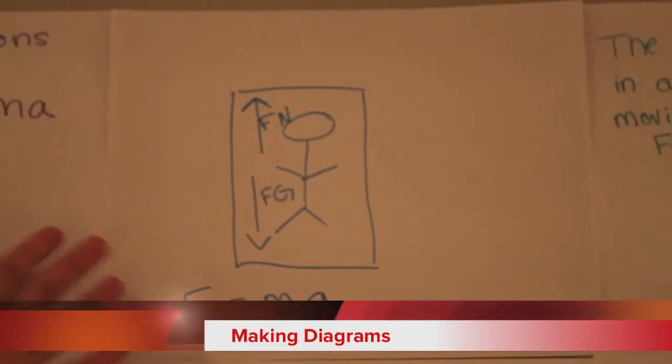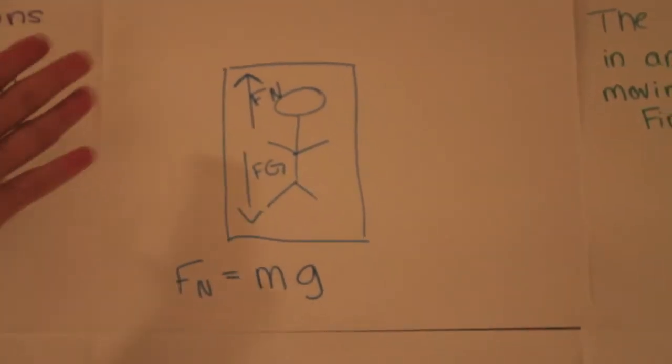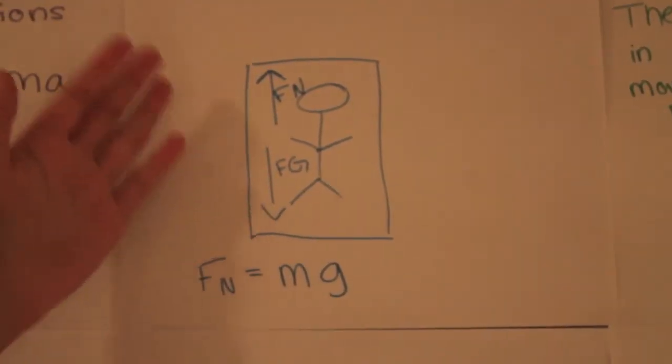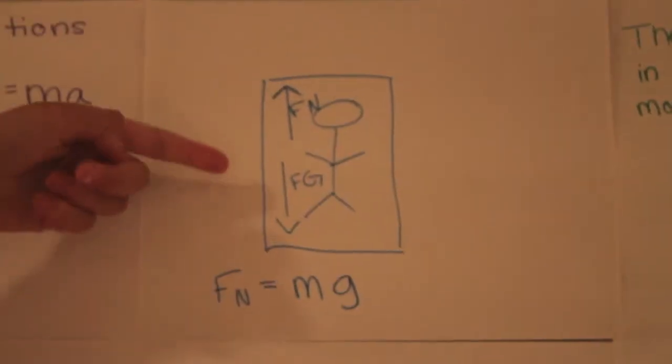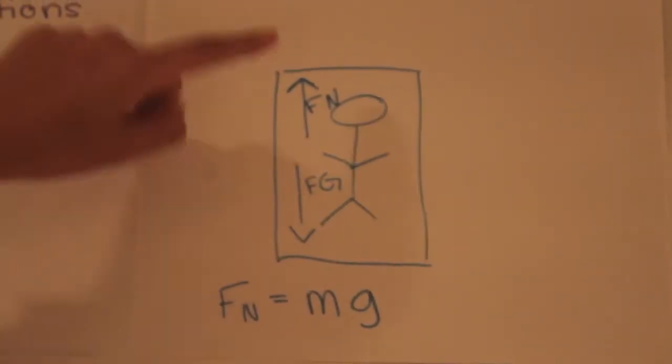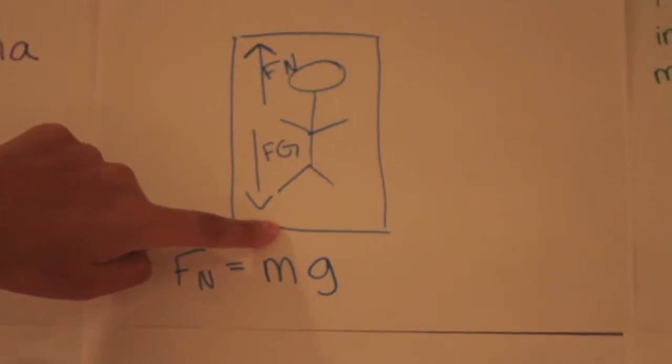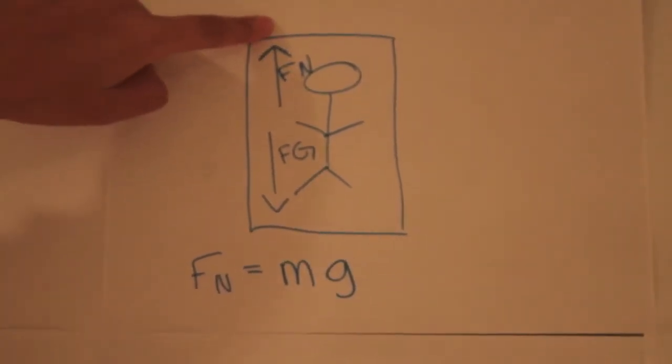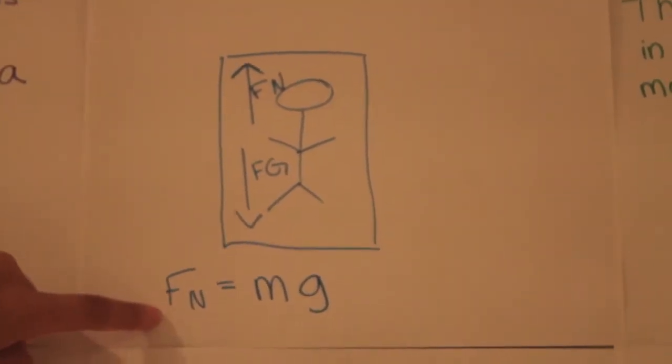To solve for elevator problems, you need to start by making a diagram. In our diagram, we have a person in an elevator and two arrows. The first arrow represents the force of gravity acting upon the person, and the second arrow represents Fn, which is what we're trying to solve for using the formula Fn equals mg.